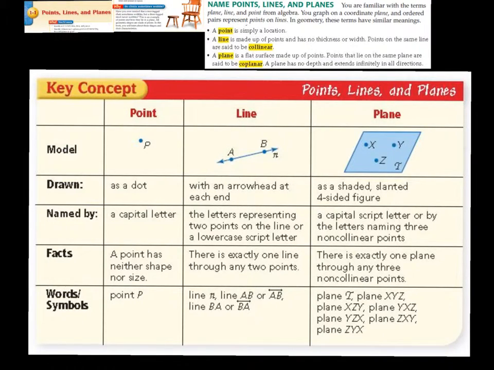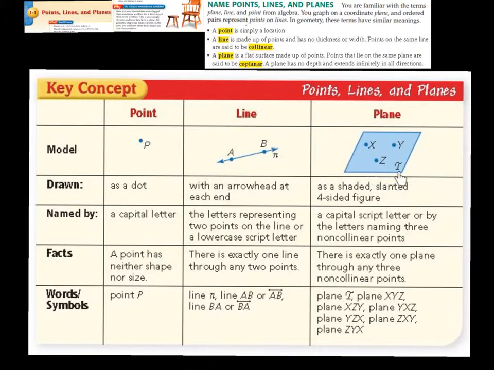A line can be labeled with a lowercase letter. We need at least 2 points to determine a line, and an arrowhead at each end. The letters representing 2 points on a line, or a lowercase script letter, can name it. There's exactly one line that goes through any 2 points. So this could be called line n, or it could be called line AB with words, or line BA, with the line symbol above it.